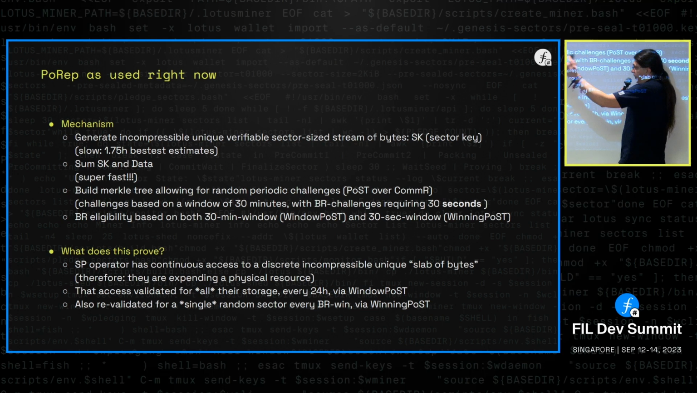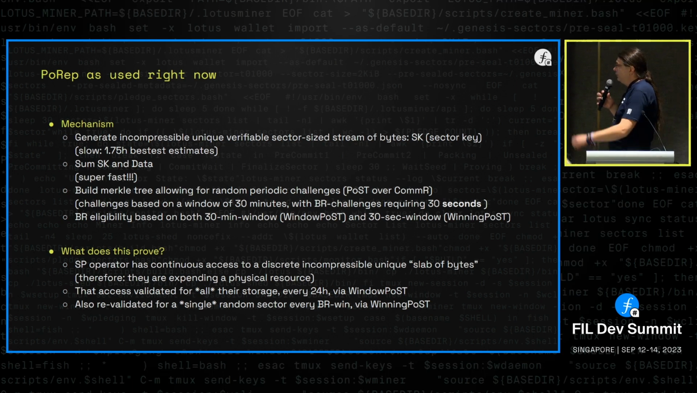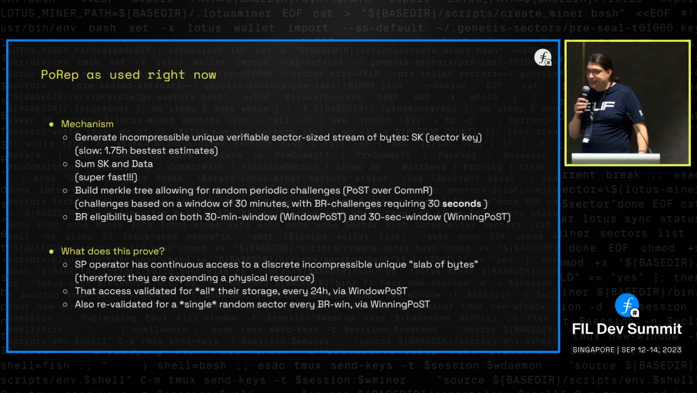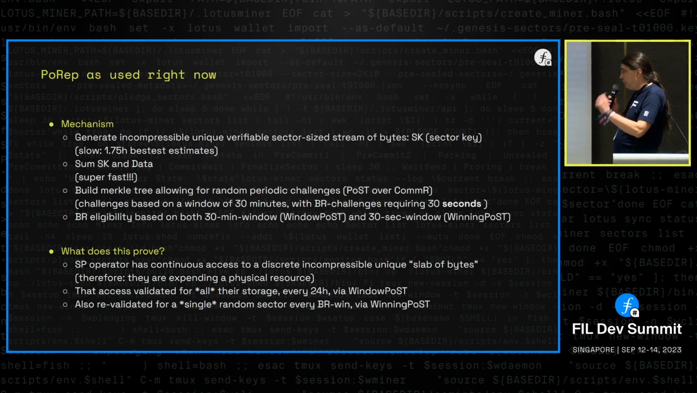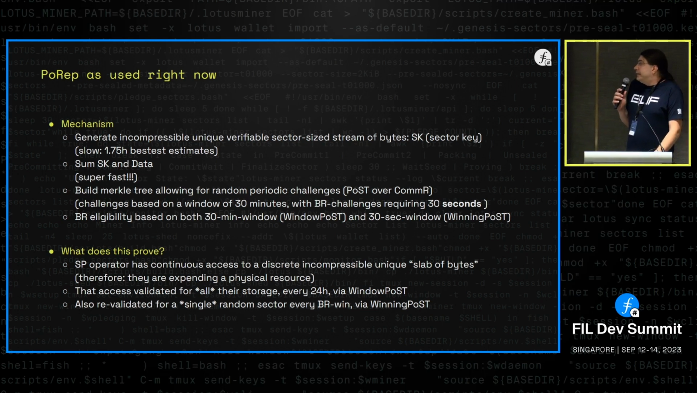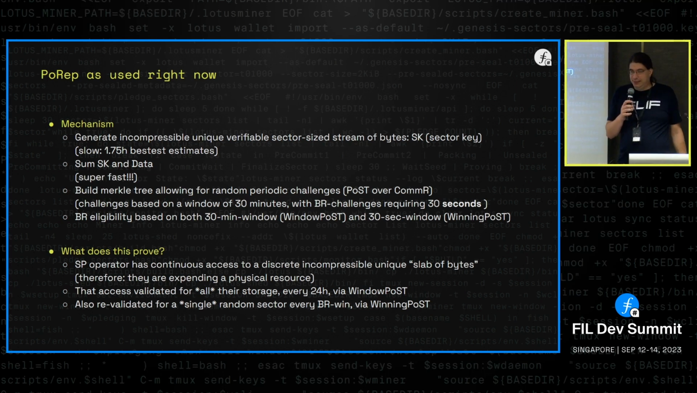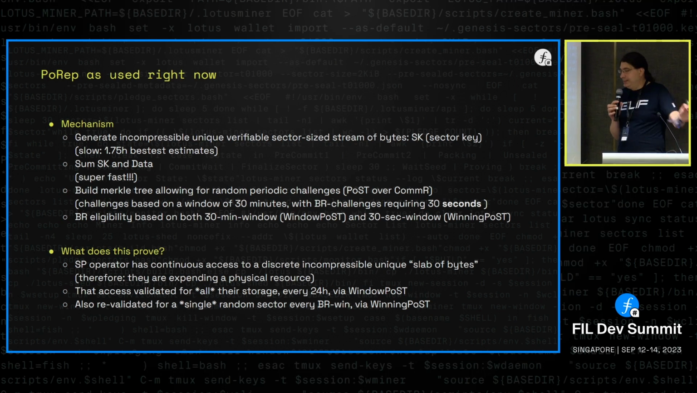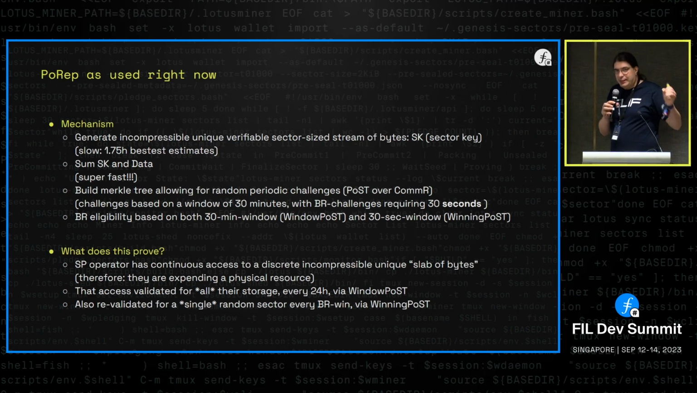They run what we know as PC1, which is they run for 2 hours or 5 hours if they're using Supranational. They generate an incompressible, unique, verifiable, sector-sized stream of bytes. We call this thing the sector key. It is supposed to be slow by design. Then after they have this, they add the sector key and the data. This is very fast. Effectively, given all the other latencies, assume that it's instant. And then they build a Merkle tree allowing for random periodic challenges.